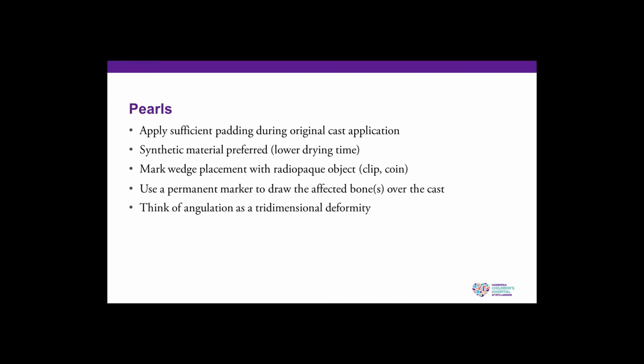In terms of pearls, when you're doing your cast wedge, you always want to be sure to apply sufficient padding to the original application of the cast. Ideally, synthetic material is preferred because this has a faster drying time. You want a mark that is to be anticipated over the cast using some sort of radio-opaque object. Commonly, a paper clip or a coin can be used. Then a permanent marker may be used to draw the affected bones over the cast. And you want to be thinking about the problem of fracture redisplacement as one of a tridimensional deformity.